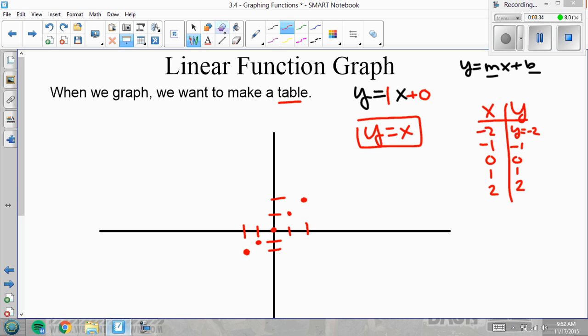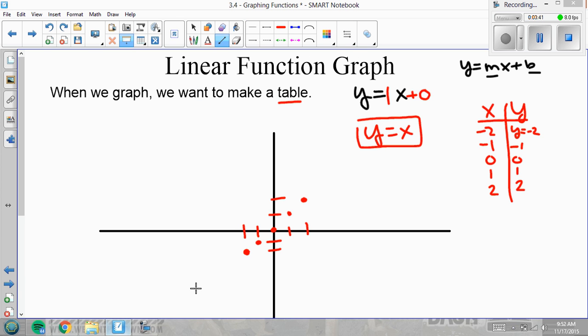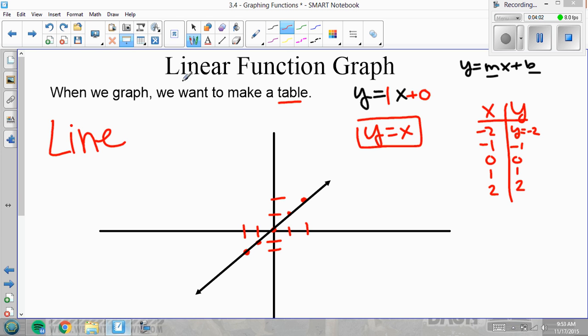Once you have your points, you can connect them with a line, okay, and you want to make sure that you have arrows on the end showing that your graph is continuous. So you could pick any values for x, and they would be on this line. So that is what a linear function looks like, which if you notice, your graph is a line. So a linear function, when graphed, looks like a line.